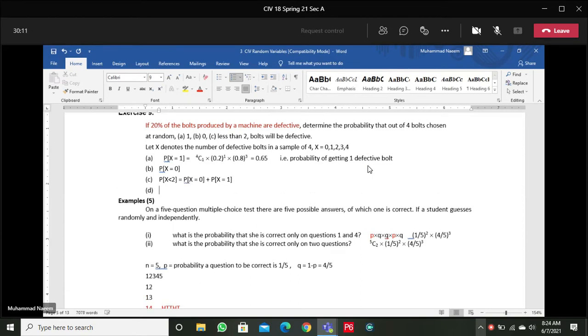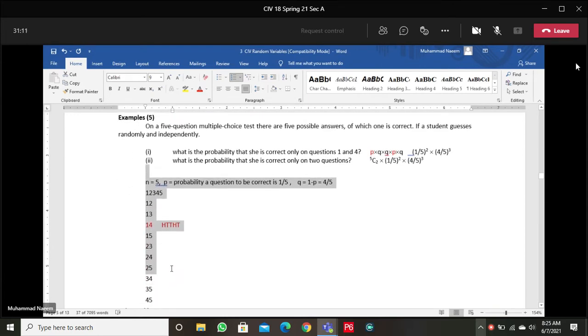Further, if we need the mean and variance, the mean for a binomial distribution is equal to np, and the variance is npq, which in this case is 0.80. So this will be the value of variance. Also try to understand this solved problem.